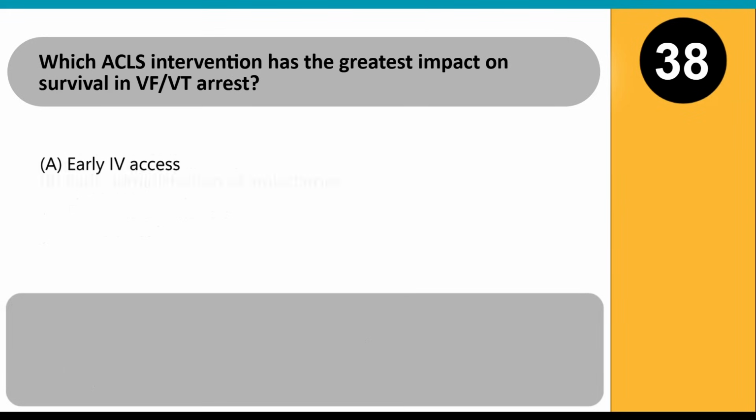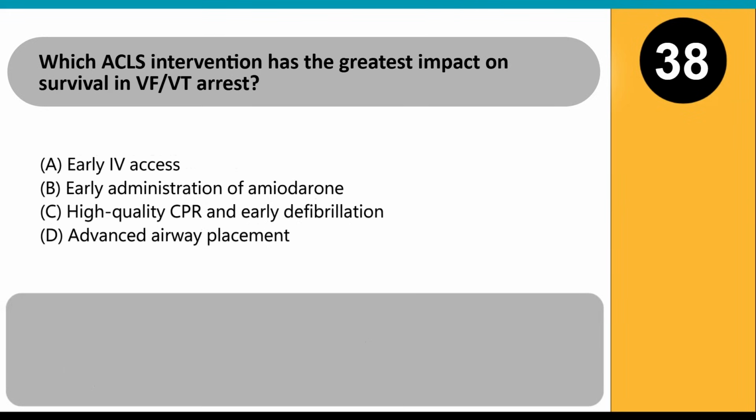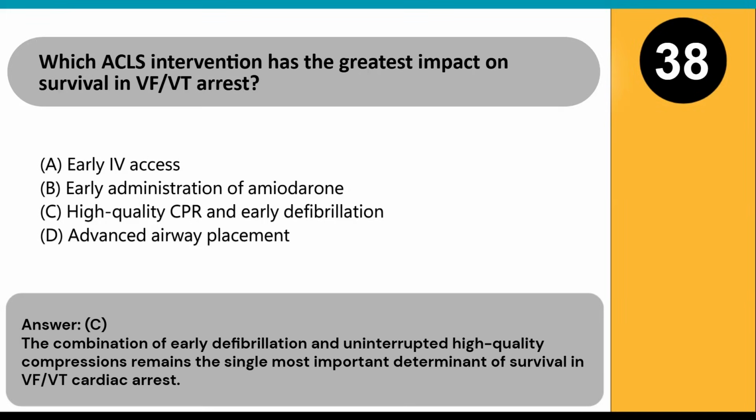Which ACLS intervention has the greatest impact on survival in VF/VT arrest? A. Early IV access. B. Early administration of amiodarone. C. High-quality CPR and early defibrillation. D. Advanced airway placement. Answer: C. The combination of early defibrillation and uninterrupted high-quality compressions remains the single most important determinant of survival in VF/VT cardiac arrest.